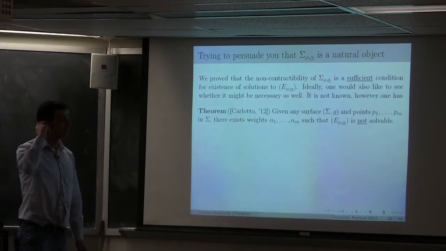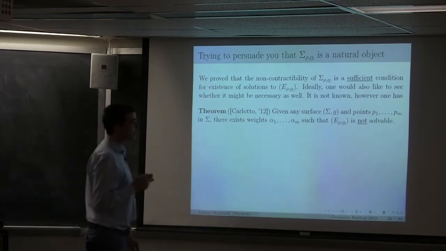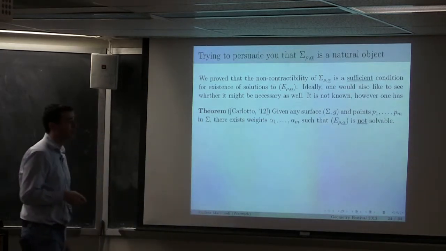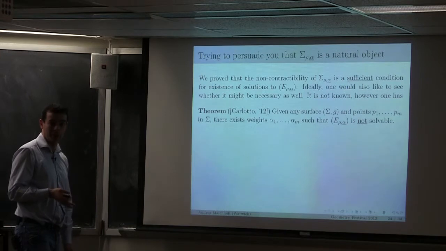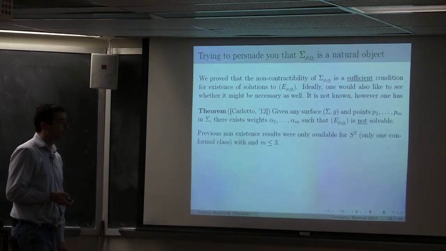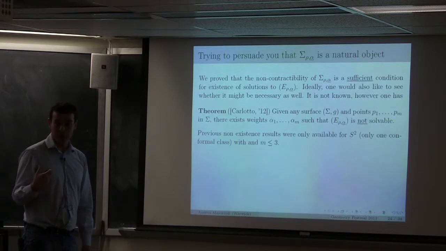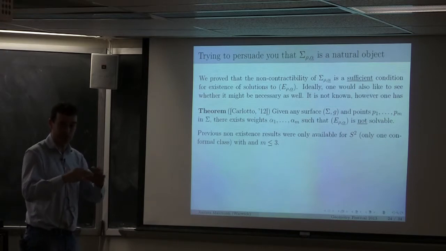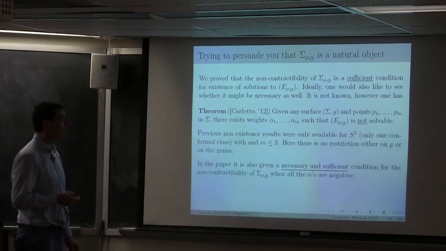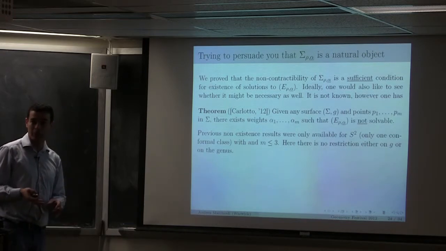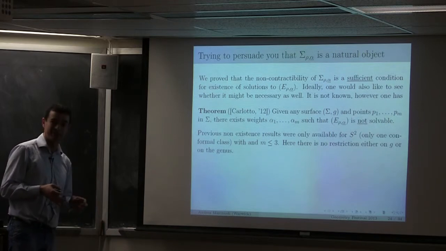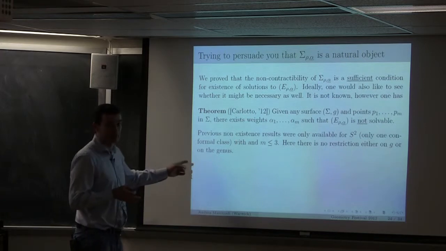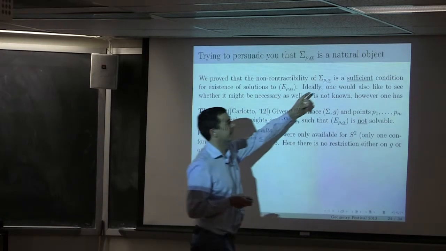However, there is an interesting result by Alessandro Carlotto, which is the following. If you fix any surface with a metric G and some points P1, ..., PM, then you can find weights for which the problem is not solvable. Okay. So previous non-existence results, which are the ones I mentioned before, were only available on S2 with at most three singularities, so mostly using the Möbius action. But here there is no restriction either on the genus or on the conformal class. So these are the first non-existence results for positive genus. And so they're inspired, in fact, by this characterization.